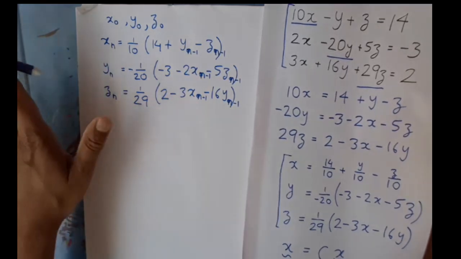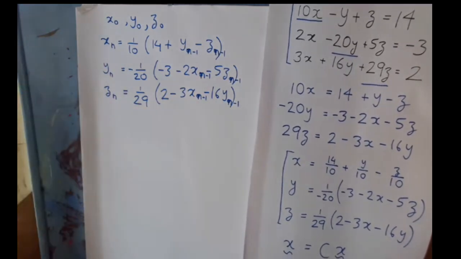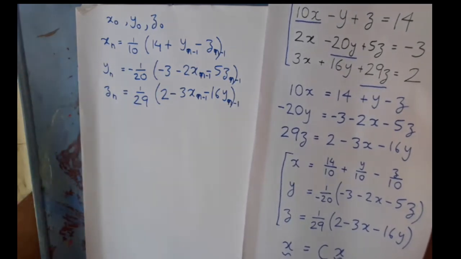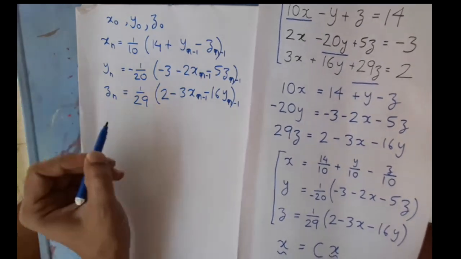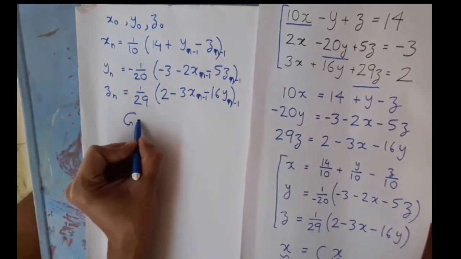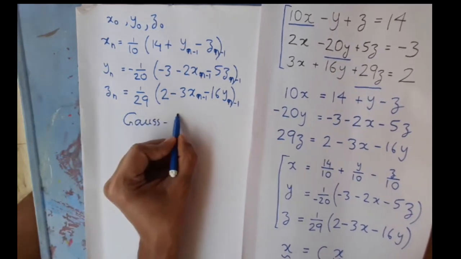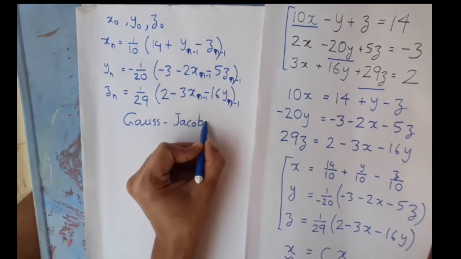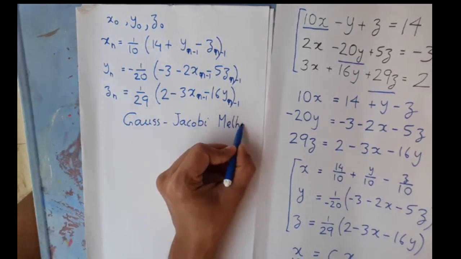There is no guarantee in general that this will converge. So you will possibly carry it out for 50 steps. If you get convergence within that, fine, you stop. If not, you say that this method fails in this case. This technique is called the Gauss-Jacobi method, and it's the simplest iterative scheme.